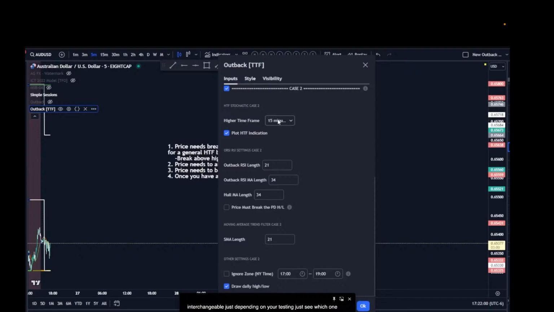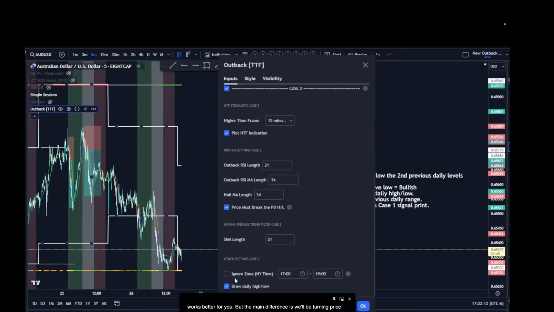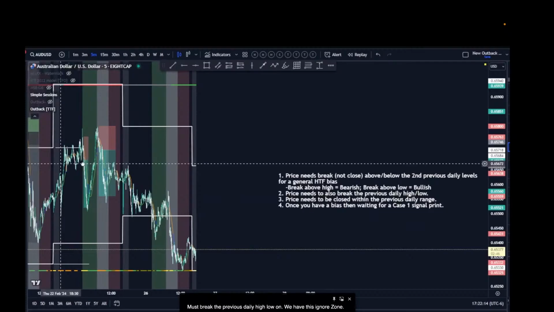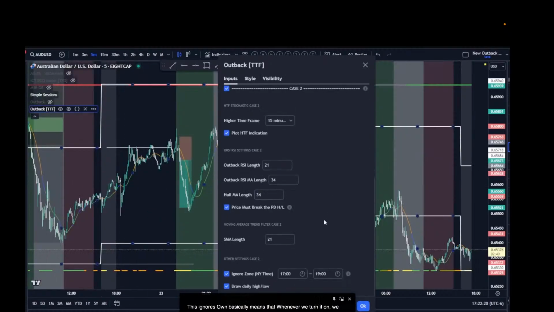But the main difference is we'll be turning "price must break the previous daily high low" on. We have this ignore zone. This ignore zone basically means that whenever we turn it on, we will not be generating a signal at that time. So right now it's just 1700 to 1900 New York time. What that means is 1700 New York time, which is 5 p.m., is the market rollover. So for the first 2 hours after the daily market rollover, we will not be seeing a signal.